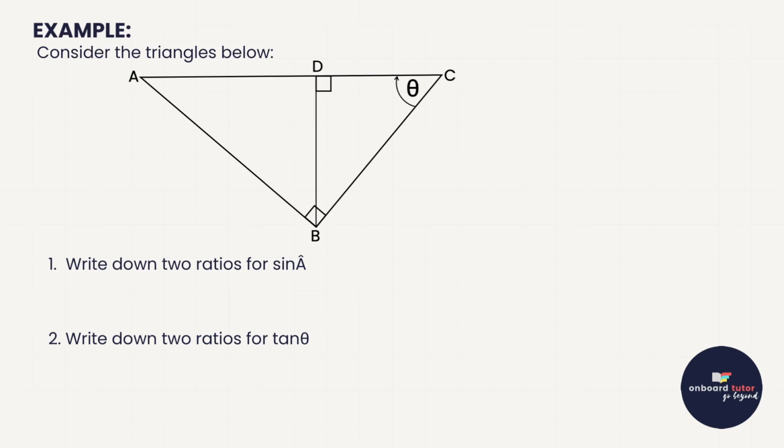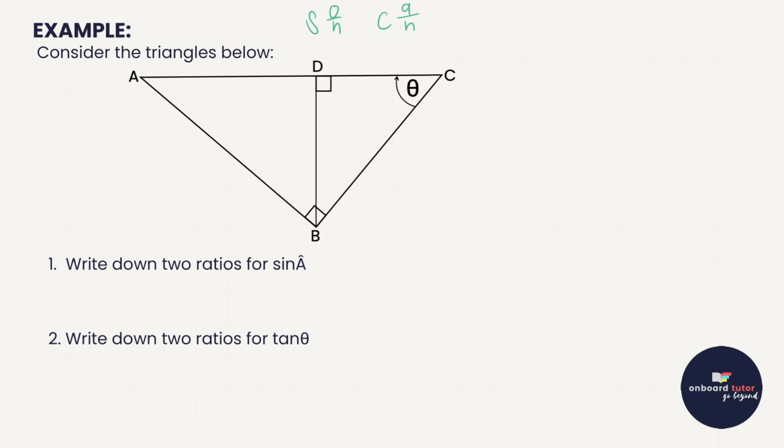Okay, they're asking us for a couple of things. So they said, write down two ratios for sine of angle A. So here's angle A. And so what I want to do is I just want to start off by refreshing my memory on the SOHCAHTOA. So sine is opposite over hypotenuse.